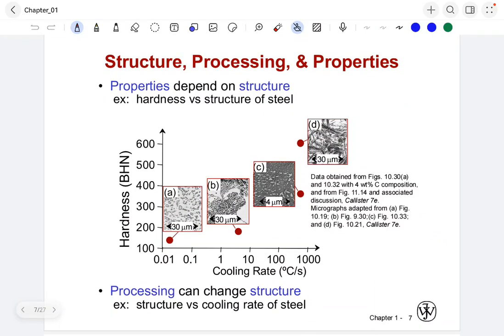Now we are moving to structure, processing, and properties. As you can see here, the properties depend on the structure, for example hardness versus the structure of the steel. That's an example of the steel. That means processing can change structure. So the more we apply cooling to the steel, the hardness will increase.